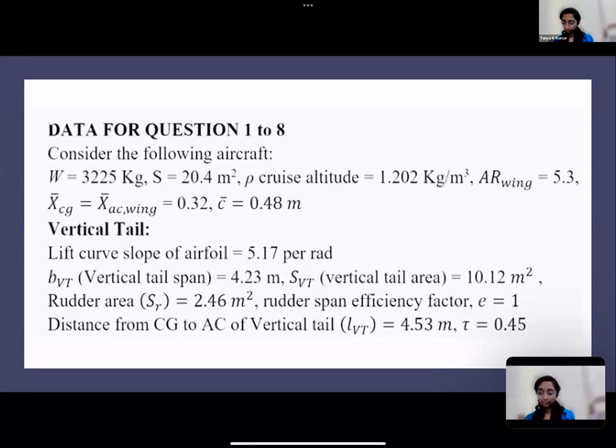Vertical tail details. The lift curve slope of the airfoil is 5.17 per radian. They've given you the span of the vertical tail. They've given you area, rudder area, rudder span efficiency factor. The rudder span efficiency factor for the vertical tail will be the same. The distance from CG to AC of the vertical tail, the moment arm of the vertical tail, LVT, is given, and they've given you the control surface effectiveness parameter.